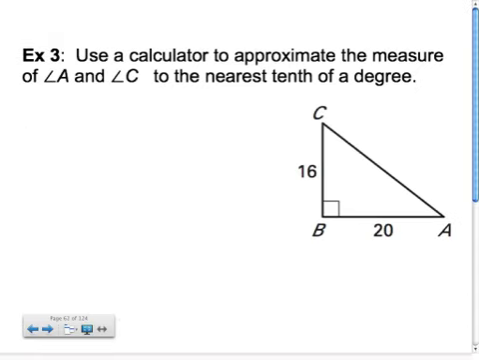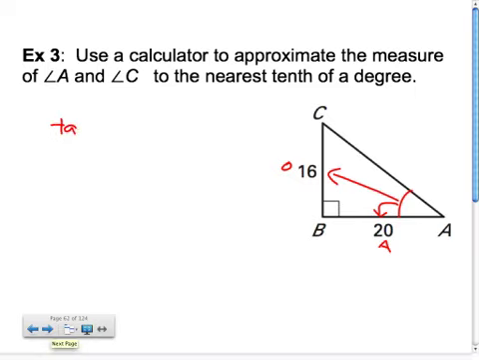Here's the real use of these functions, or of the inverse ratios. It says use a calculator to approximate the measures of angles A and C to the nearest tenth of a degree. Here's angle A, and I've got to solve for angle A. Well, I know 16, that's my opposite side, and I know 20, that's my adjacent side. If you're thinking opposite and adjacent, go back to SOHCAHTOA. Opposite and adjacent tells you to use tangent.